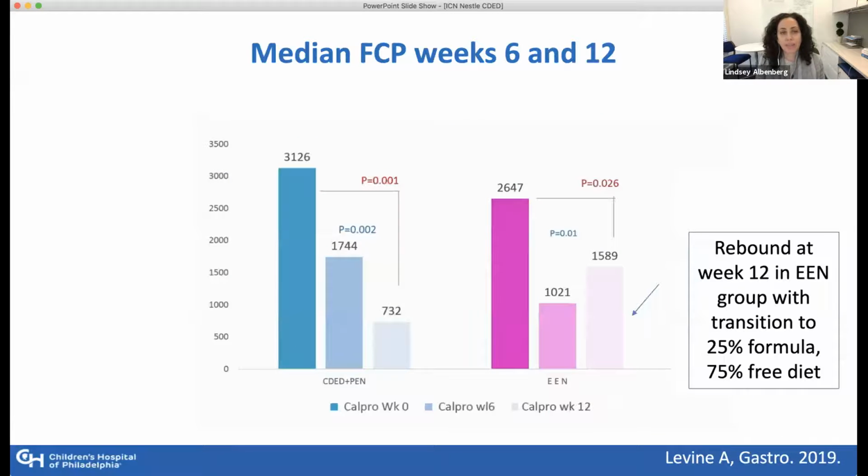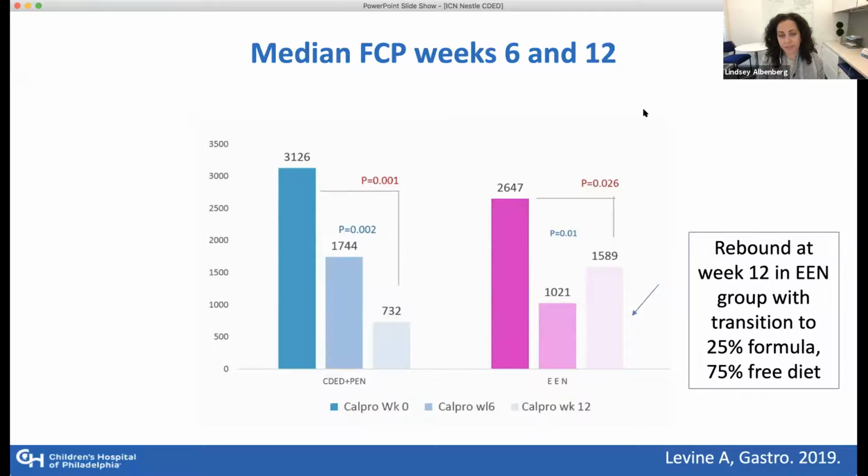And then here are the Calprotectin data at baseline, week 6, and week 12. In the blue, you see the CDED group, and the EEN group is in pink. You see significant reduction in calprotectin in both groups from baseline to week 6. By week 12 in the CDED group, you see about a 75% reduction in median fecal calprotectin. And in the EEN group at week 12, you see this potential rebound effect with transition to 25% of calories from formula and 75% of calories from a free diet.